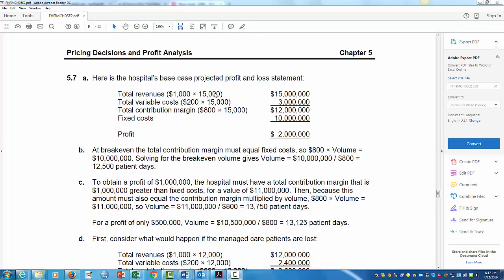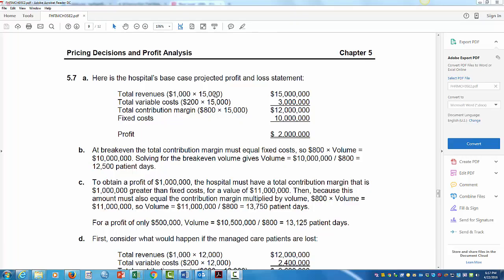Hello, class. I'm going to go over a couple of exercises with you today from Chapter 5. Chapter 5 deals with the topics of pricing decisions and profit analysis. So we're going to do exercises 5.7 and 5.8. 5.7 is on pages 152 and 153. Exercise 5.8 is on page 153.